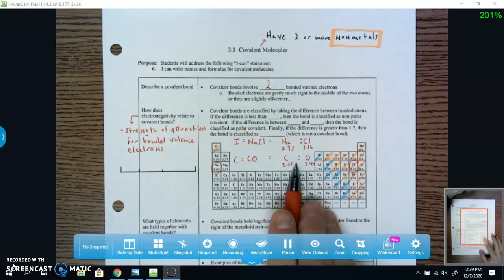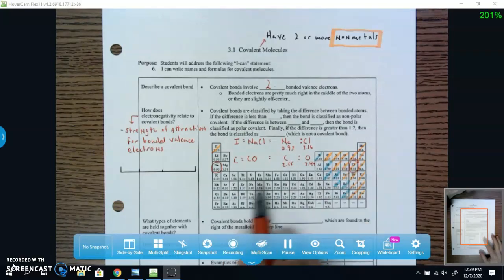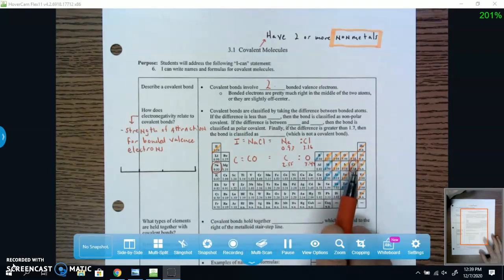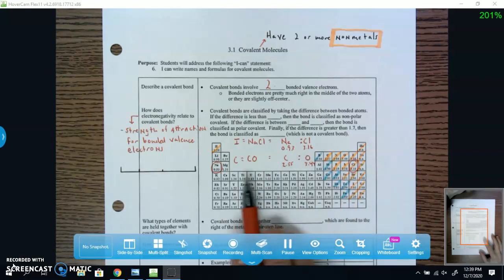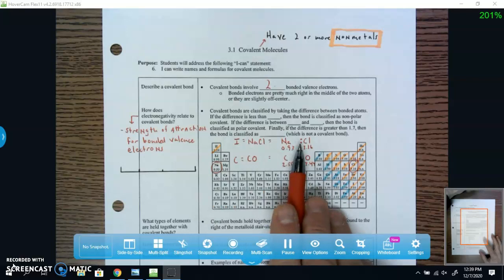So what we've learned that we can do is we can take the electronegativity values from this unique periodic table, take the bigger one, subtract the smaller one from it, and the difference tells us the degree to which the electrons are offset. Here there's a really big difference, so they're closer to the stronger one. Here there's not so big of a difference, so they're kind of right in the middle. We're going to come back to that idea in just a second.